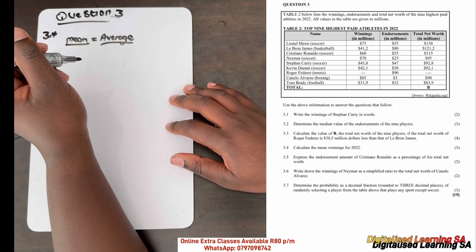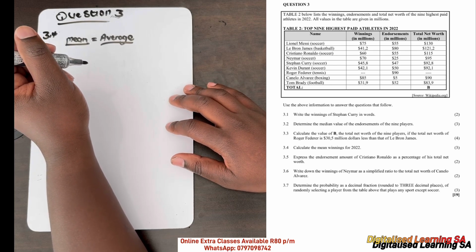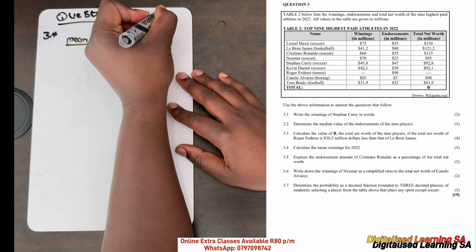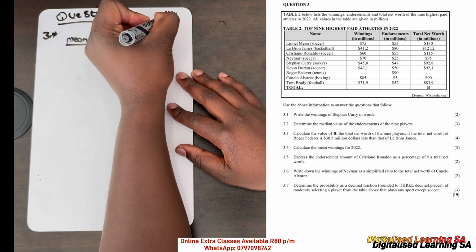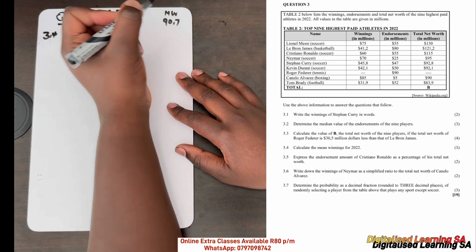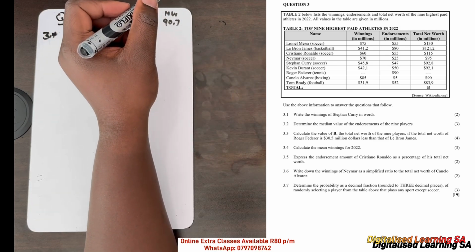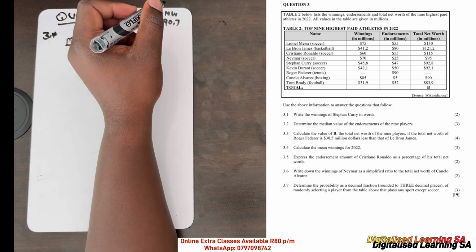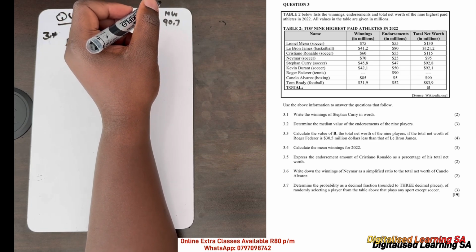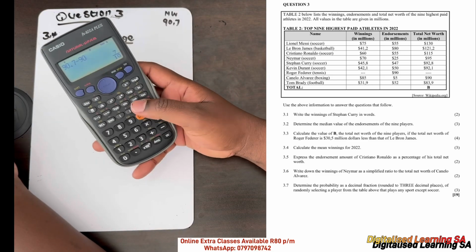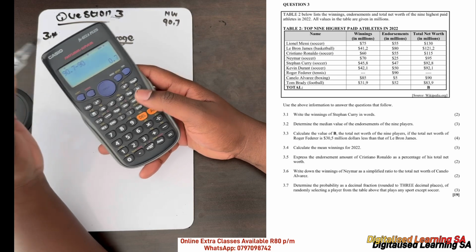Okay, so now we can see that the winnings of Roger Federer are missing, but we know that his net worth was 90.7, and remember that net worth is winnings plus endorsement. So if we subtract his endorsement of 90, so if we say 90.7 minus 90, we can see that his winnings was 0.7.